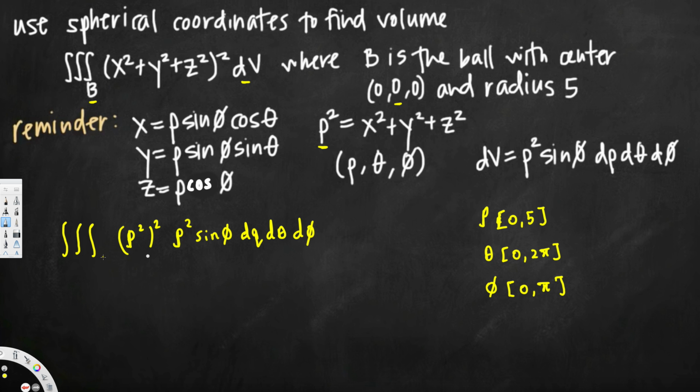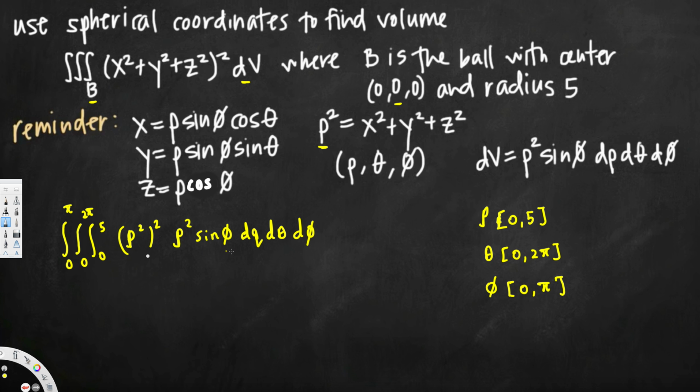Okay, now we have the limits of integration. We can go ahead and plug them in here. The first one is rho, that's going to be 0 to 5, the second one is theta, that's going from 0 to 2 pi, and the third one is going from 0 to pi.